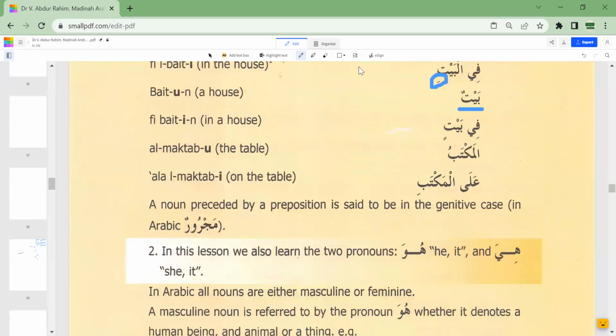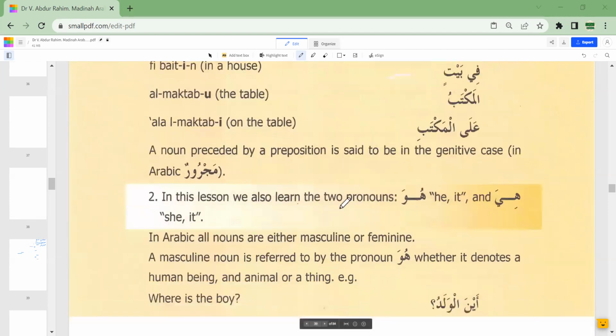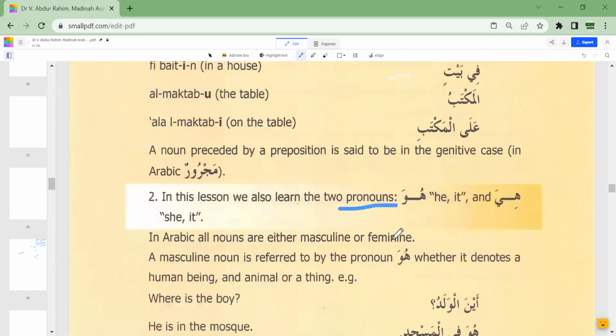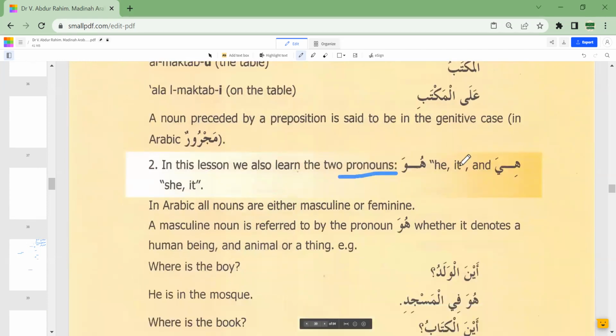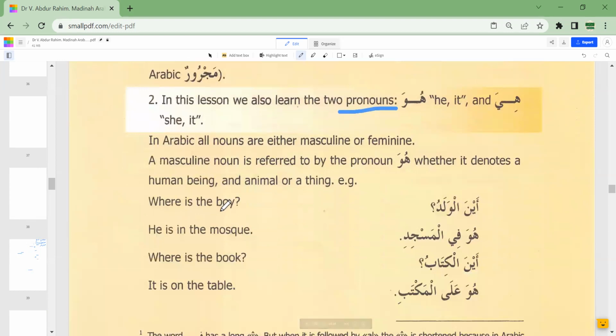What else? We talked about huwa and hiya. Do you remember this? Huwa and hiya are the pronouns. Huwa means he, and it can also be used for it, because in Arabic there's no word for it, and hiya means she or it. For a masculine, for the boy, you would use huwa. Where's the boy? Huwa fil masjidi. He is in the mosque.